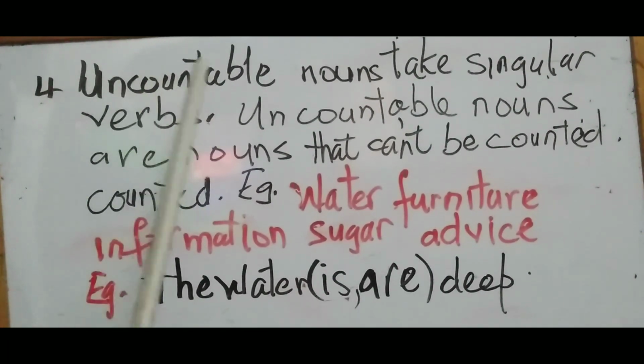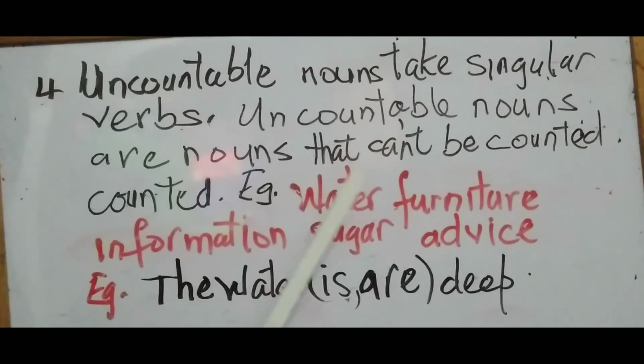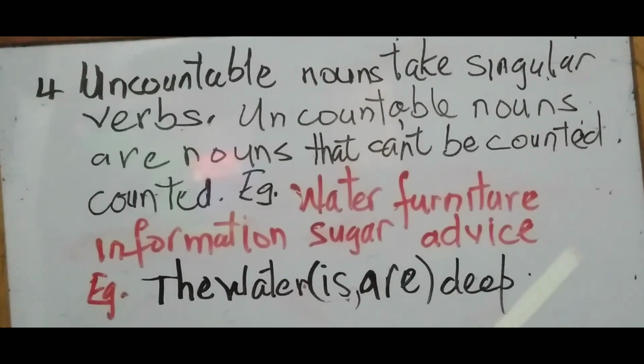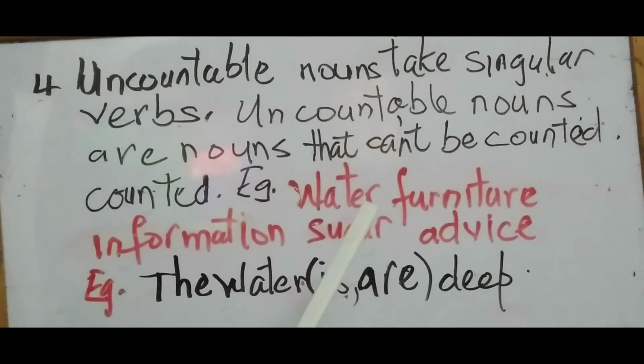So here we have some examples. We have water, furniture, information, sugar, advice. These are nouns that you really can't count, like how you would count some animals or some cars. These are different. You can't say you have one water or two water. So let's look at them. We have water, furniture, information, sugar, advice.